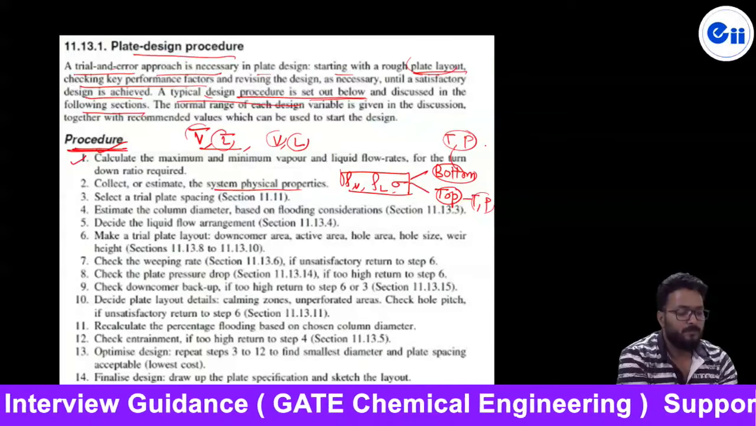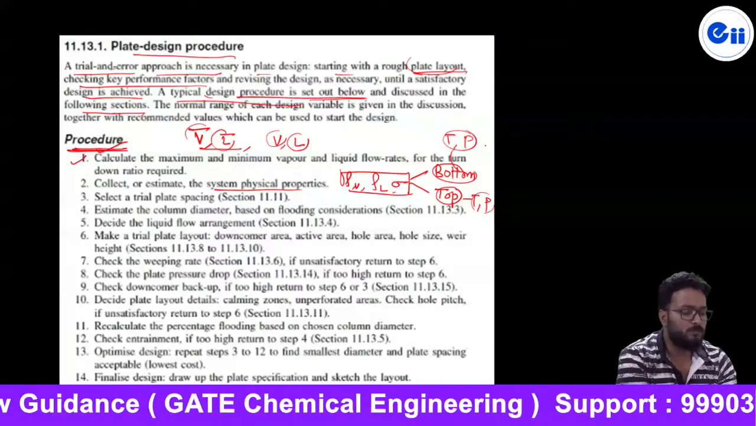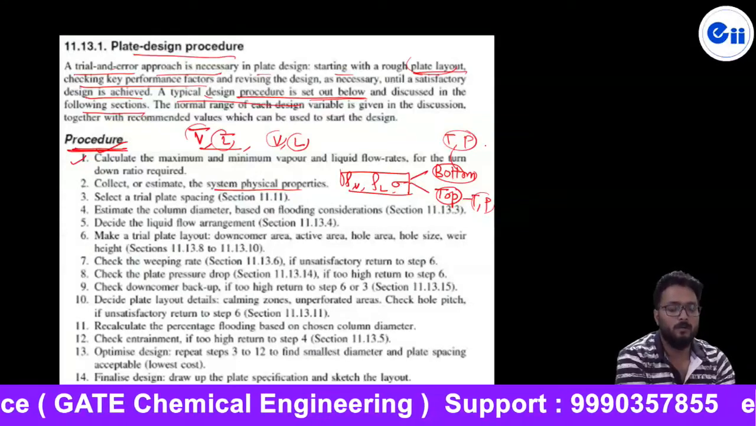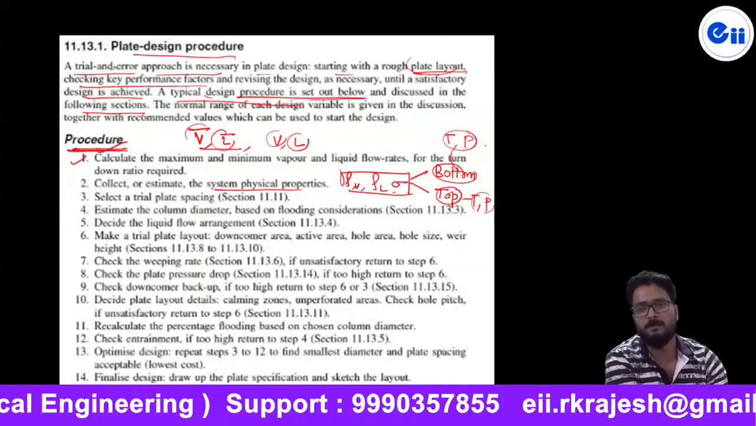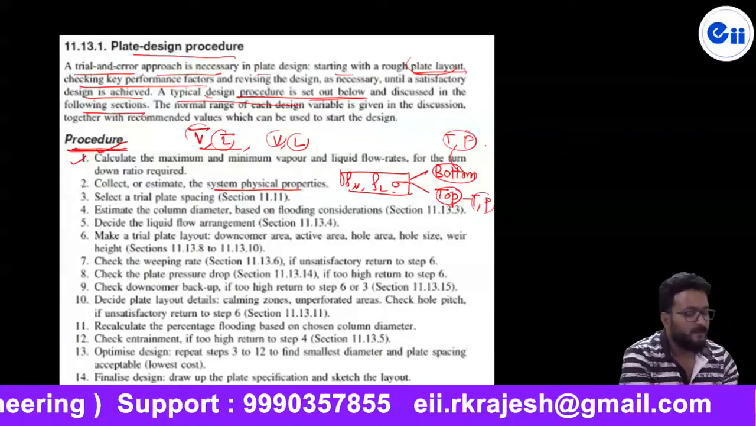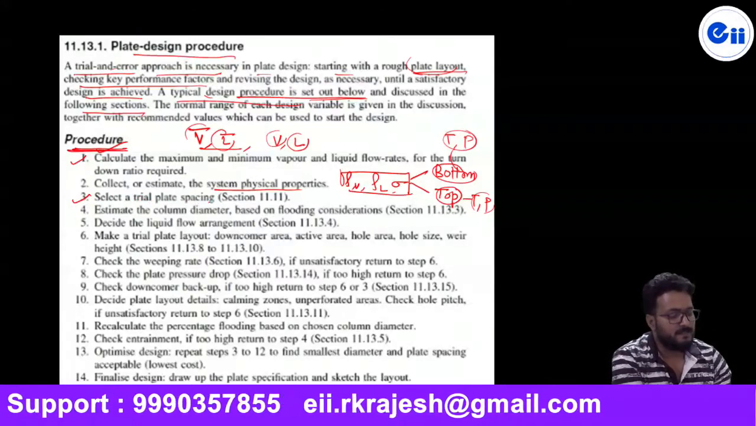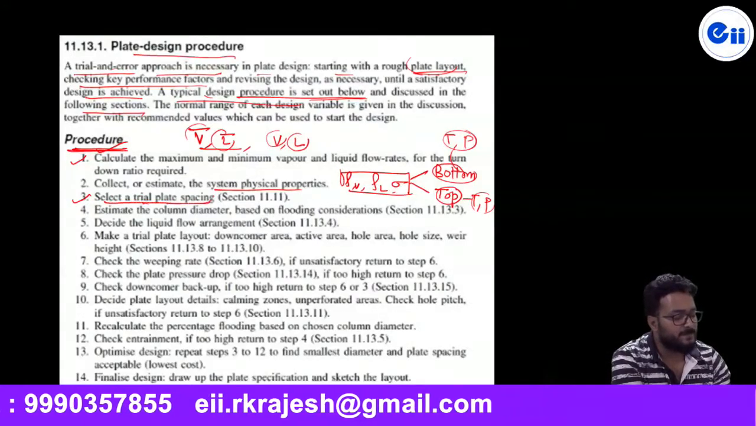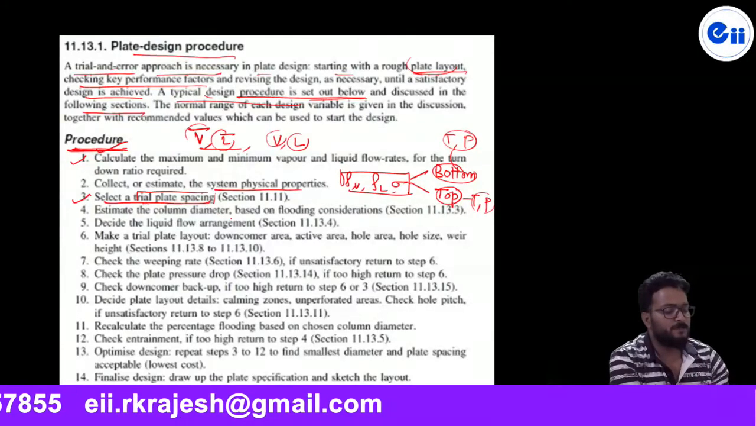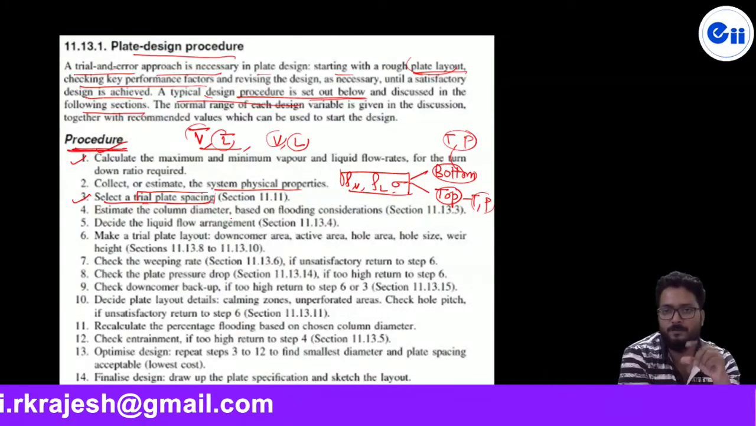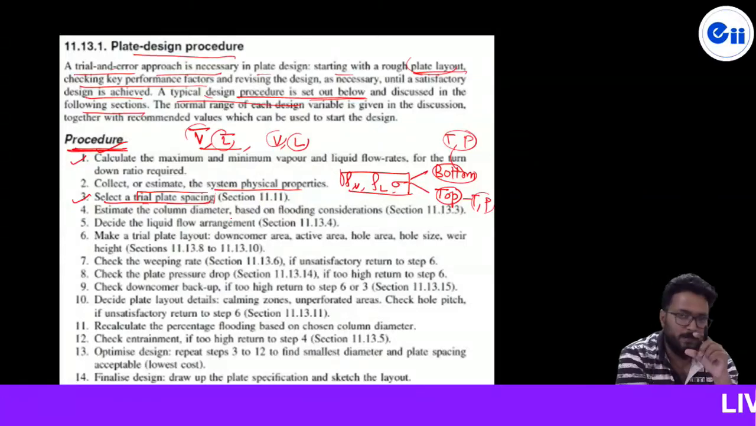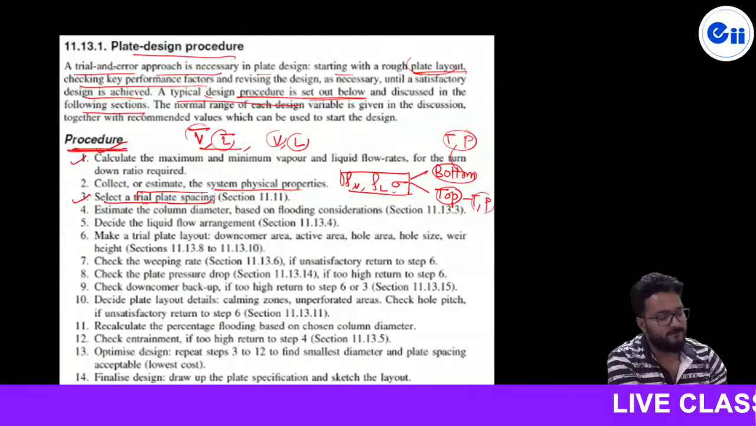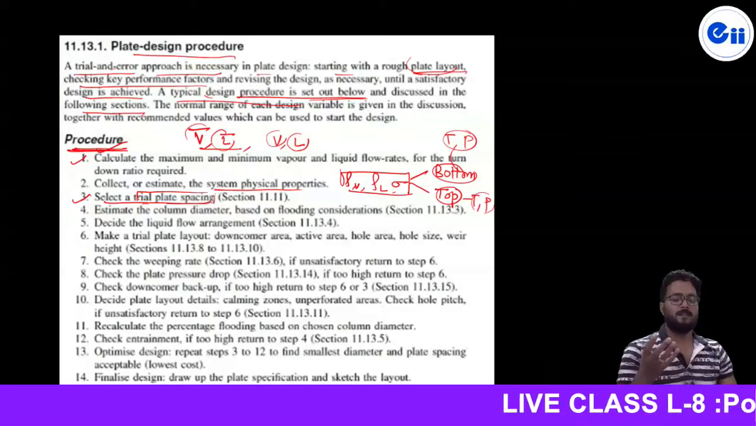Second, we should calculate, assume or estimate from the data handbook, at a given temperature and pressure, the physical properties: density and viscosity of the liquid, all these things. And the third very important step, because this is an assumption, is to select a trial plate spacing. Trial plate spacing means we have to assume a spacing. Spacing means the distance between two adjacent plates, called the plate spacing. That is very important, so for this we have to assume a trial value for the plate spacing.